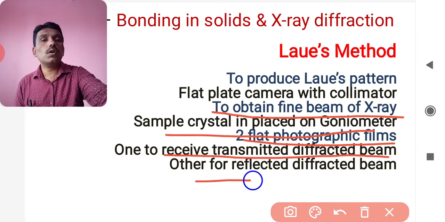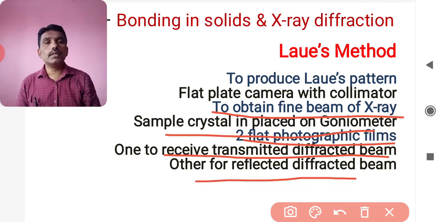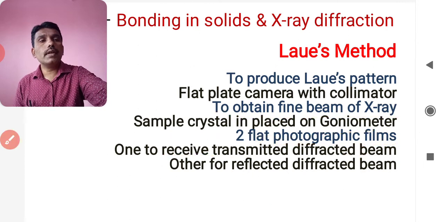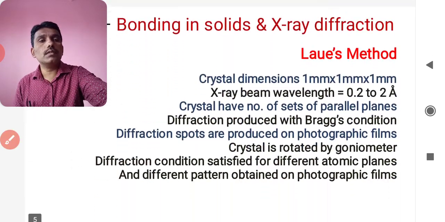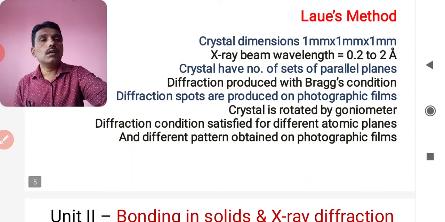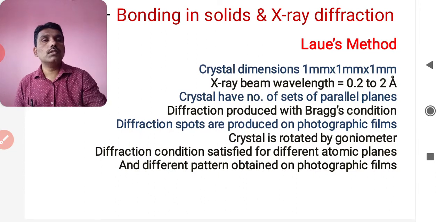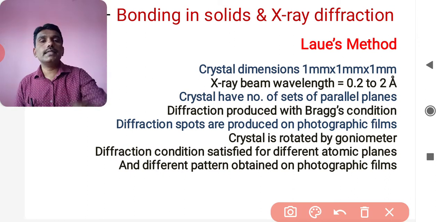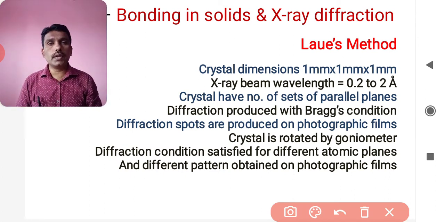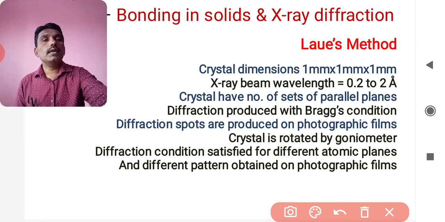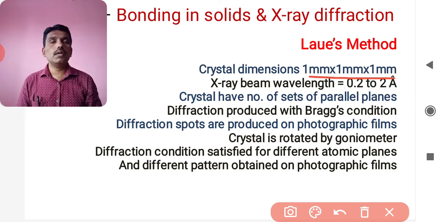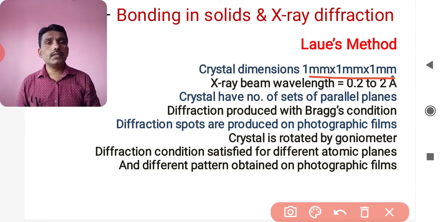So this is the arrangement for the Laue method that we have seen. As far as the dimensions are concerned, the crystal is of very tiny size, 1 by 1 by 1, that is length, breadth, and height of 1 mm commonly, so such a tiny crystal is taken into account.